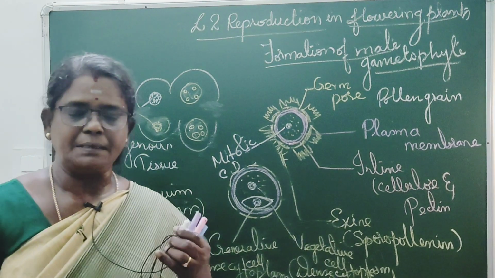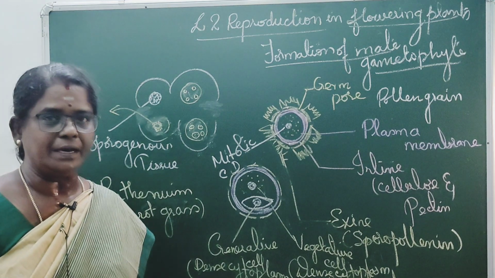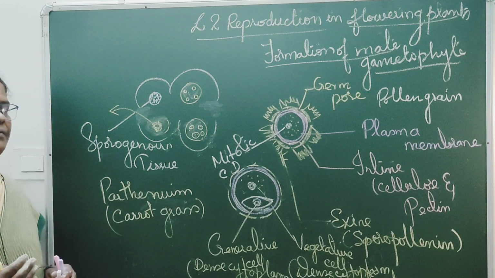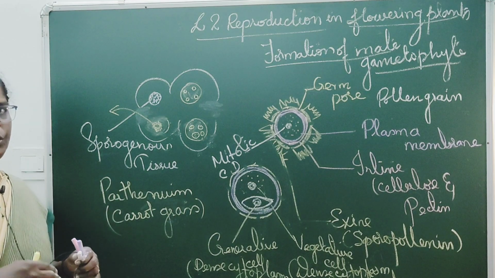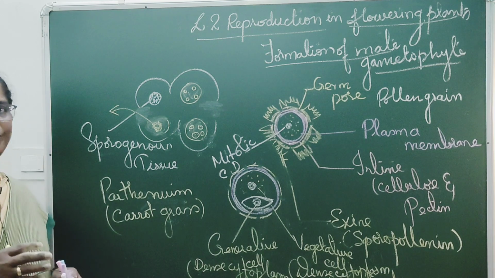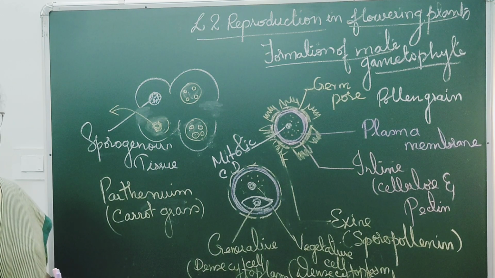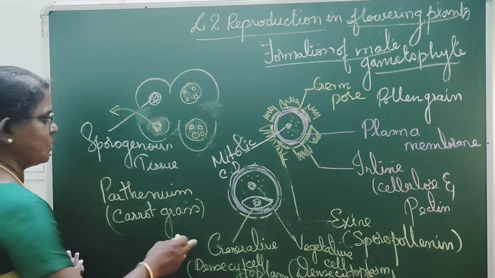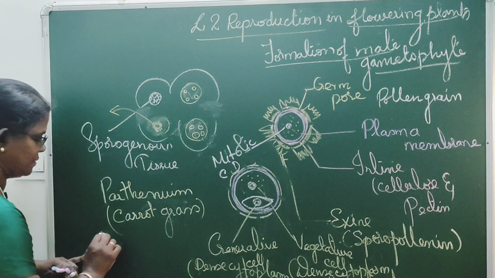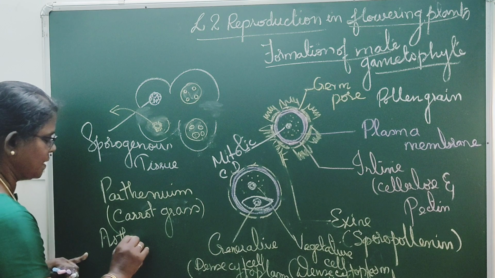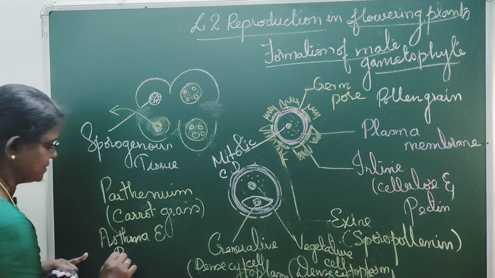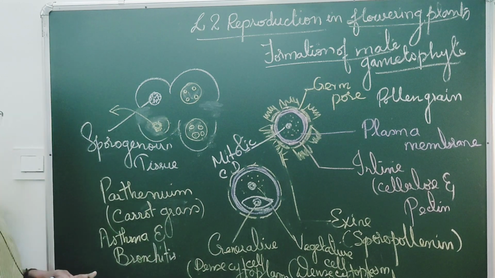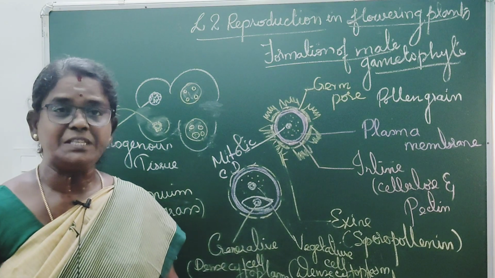It came to India with wheat. When wheat was imported from another country, this Parthenium came to India with it, and it is ubiquitous in occurrence and causing allergies. It is causing bronchitis affliction, which means it leads to asthma and bronchitis.